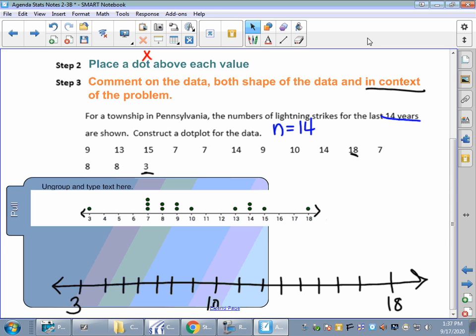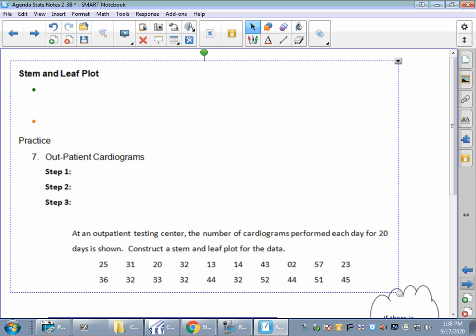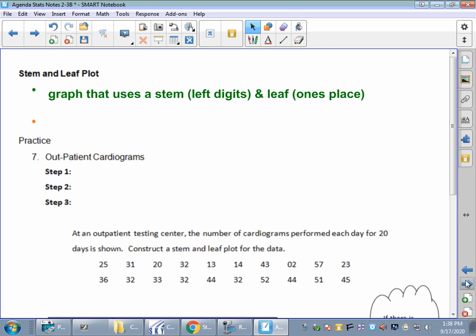All right, next up, stem and leaves. I'm wondering if you remember making stem and leaves. Some people are like, oh, I know how to do this, and others have said they never have done this before. So a stem and leaf plot is a graph that uses a stem and a leaf. The stem is the left-hand digits, so the larger, the tenths, hundredths, whatever it might be. The leaf is the ones place, typically. It will be for this data. We could make the stems and leaves, we could go into the hundreds or thousands if we needed to.